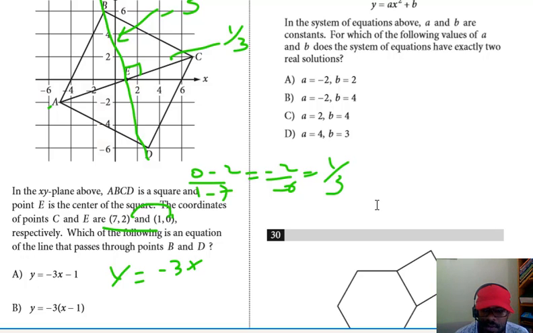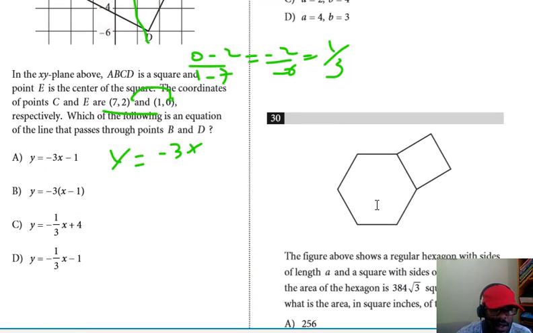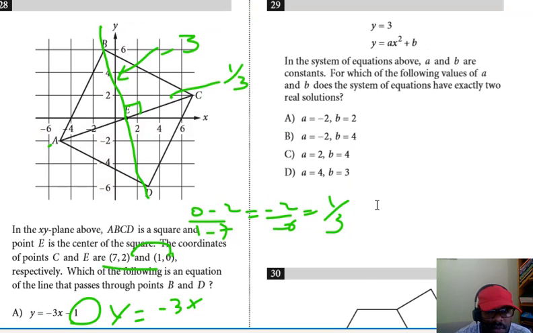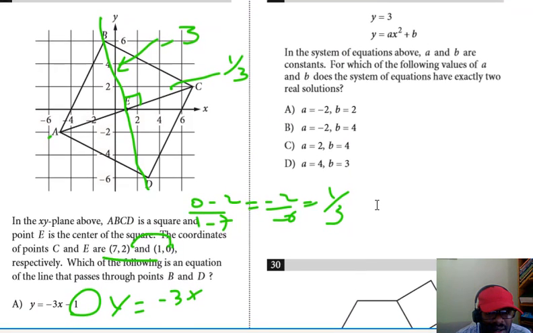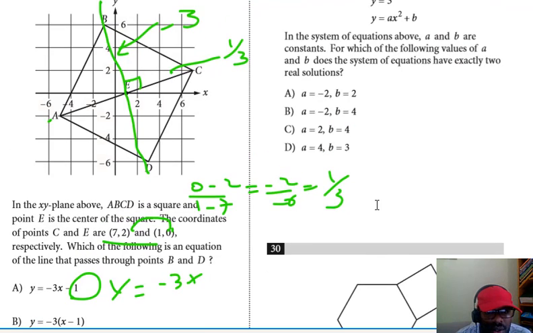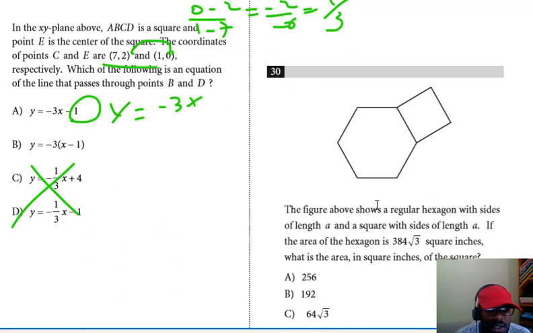Which choice gives me minus 3x? Of course, these two. So these two are wrong. So I need to find the y-intercept. The y-intercept is minus 1? No. The y-intercept should be positive here. I'm expecting the y-intercept to be positive. I think this is the choice that gives you a positive y-intercept.